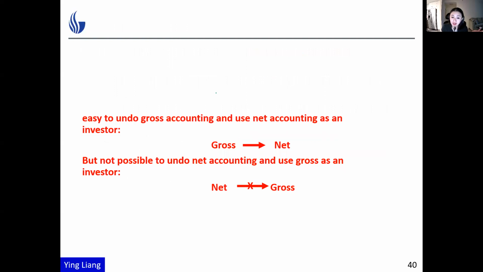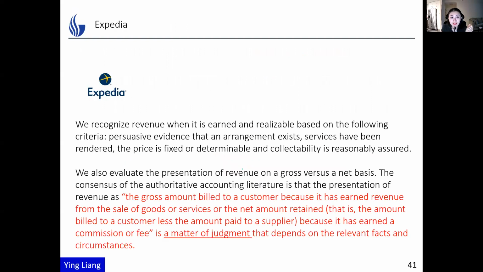Well, this is just an illustration. It's easier to go from gross to net, but it's impossible to go from net to gross, right? Now, do all firms do what Priceline does, choose gross accounting to boost up the earnings?